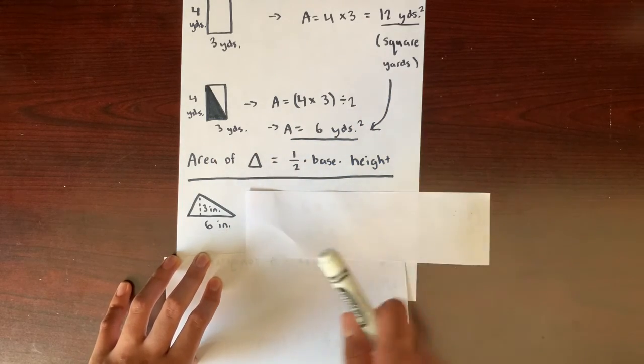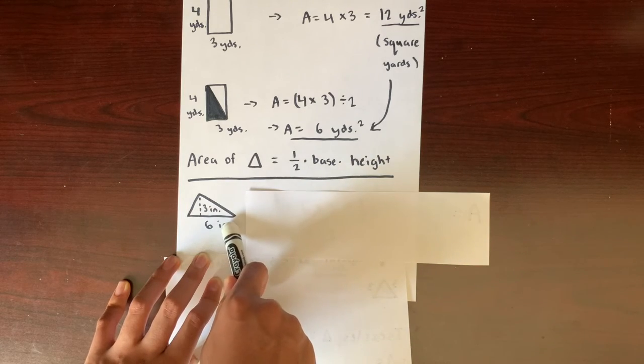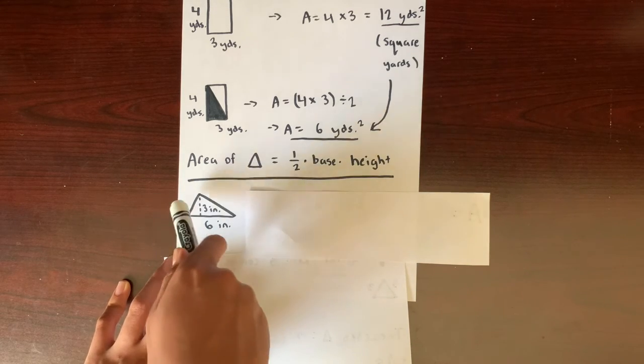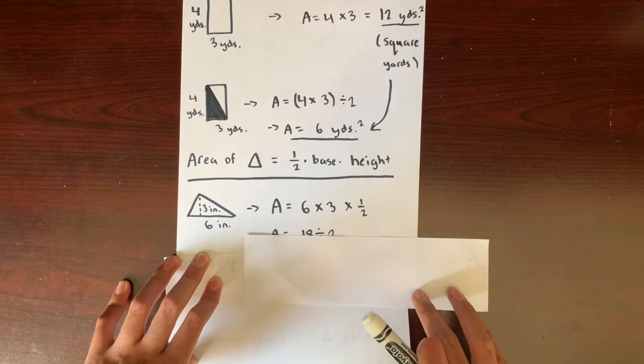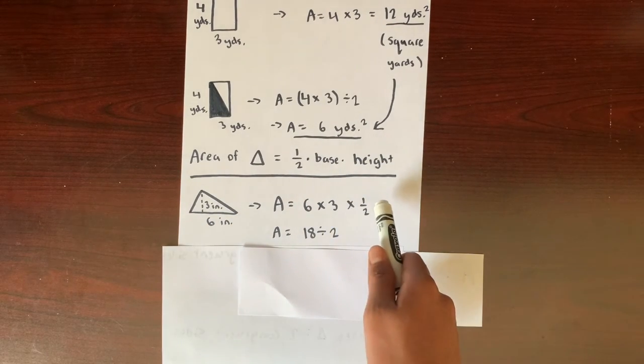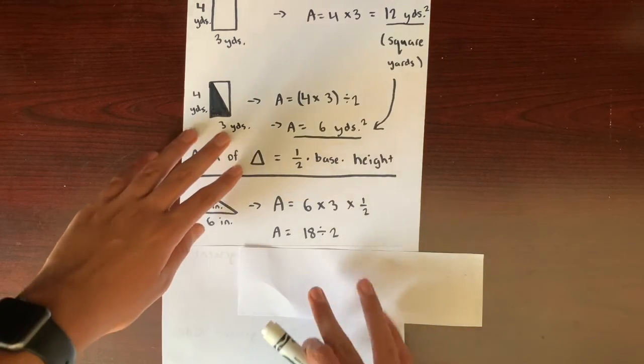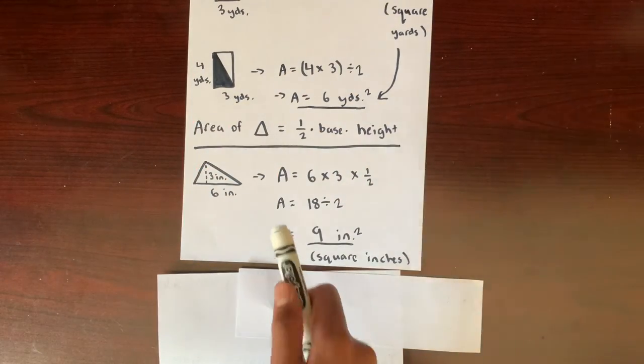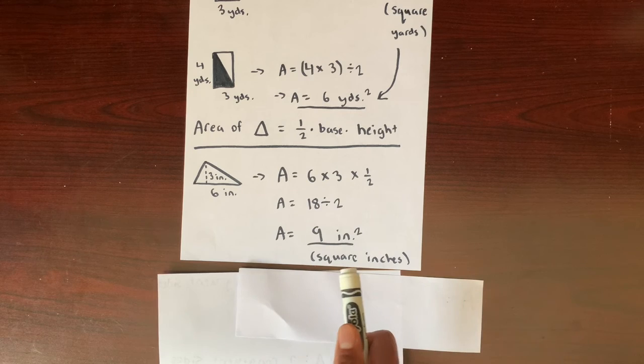So if we use our formula, the base is 6, the height is 3, and then we multiply it by 1/2 or divide it by 2. So 6 times 3 is 18. So 18 times 1/2 is the same as 18 divided by 2. That gets us a final answer of 9 square inches.